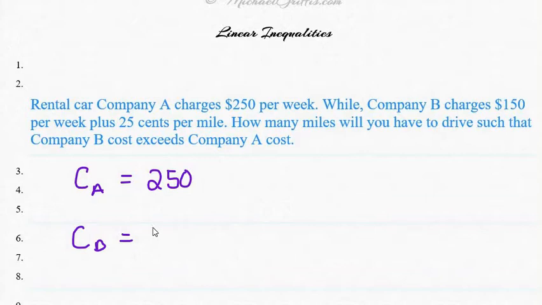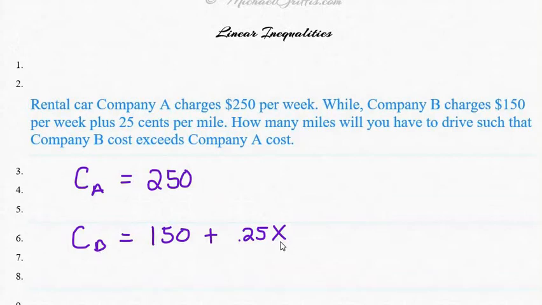it's looking like $150 a week plus 25 cents a mile. So we're going to let X be the number of miles driven. So as you can see, if I only drive 1 mile, right, it's going to cost me what? $150.25. So what would be the better deal? This one or this one? Well, obviously this is going to be the better deal. I'm going to go over to company B and rent a car.